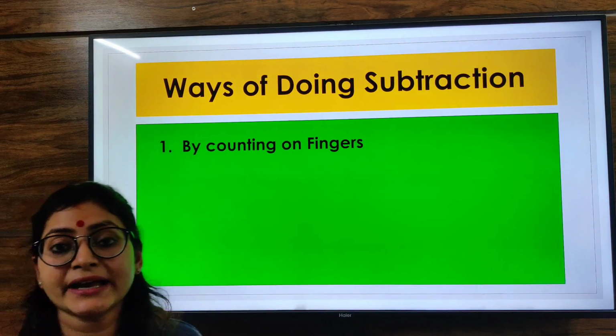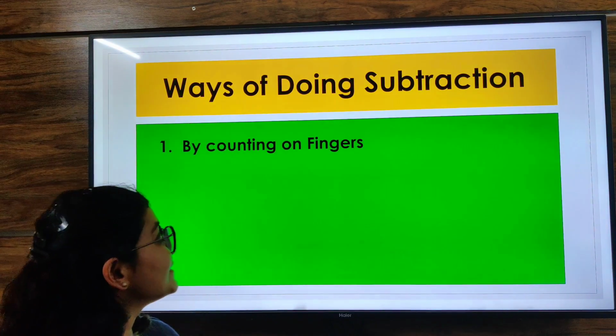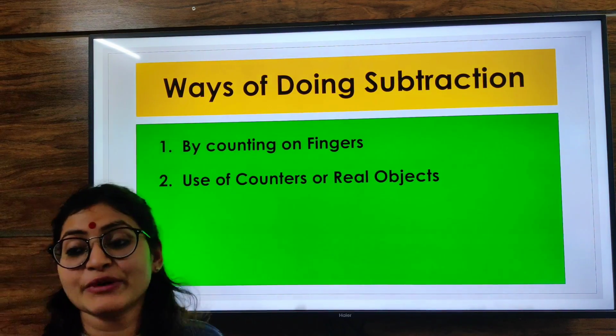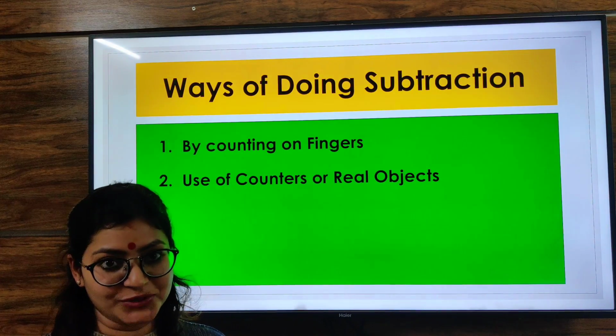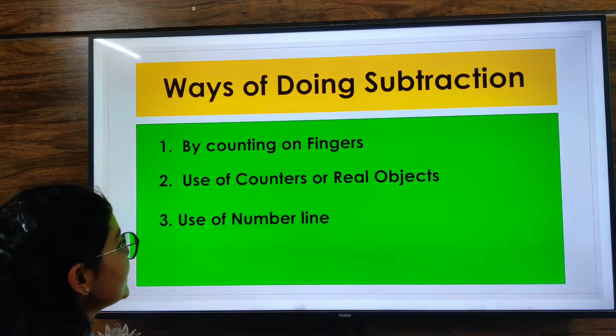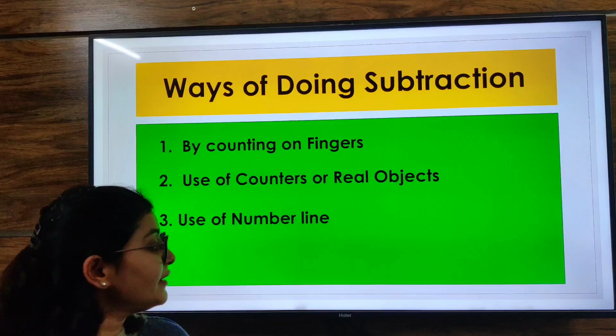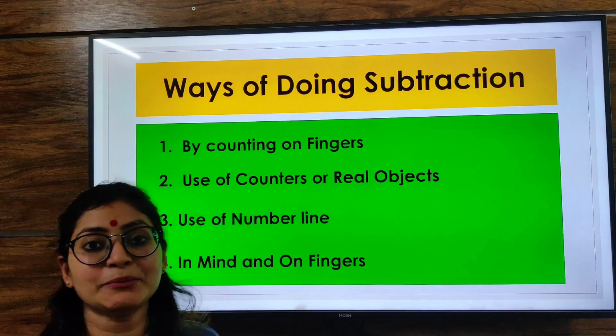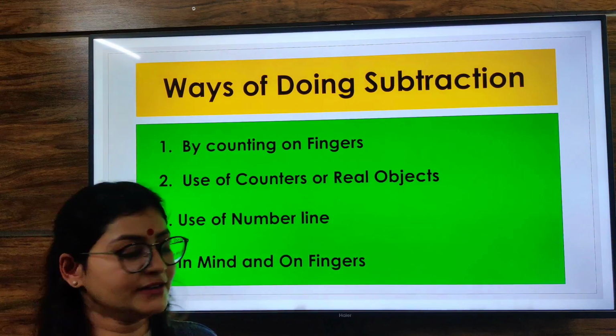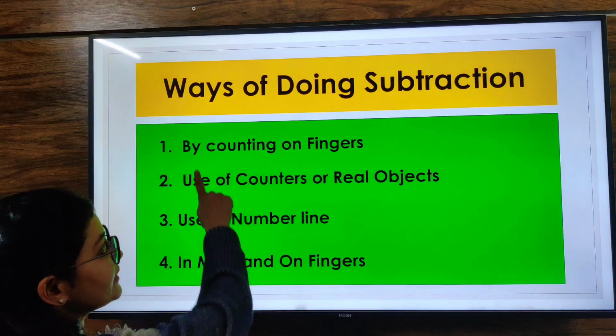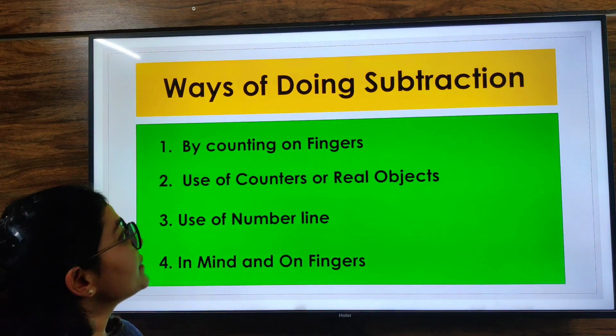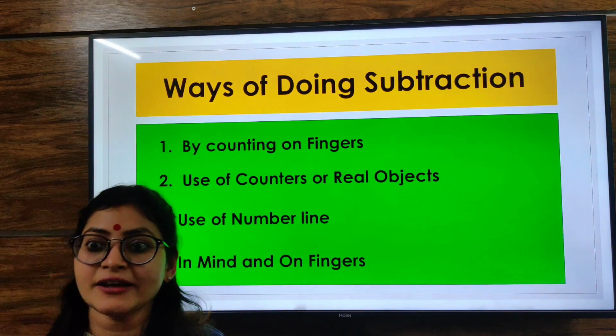Now, 4 methods of doing subtraction. First method is by counting on fingers. Second method is by using counters or real objects. Third method is by using the number line. And fourth method is in mind and on fingers. So, let's start with the first method of doing subtraction, that is by counting on fingers.